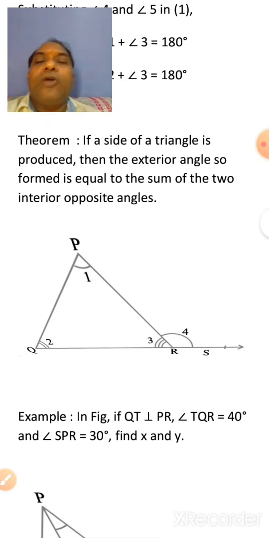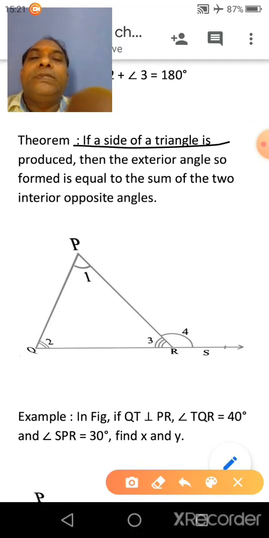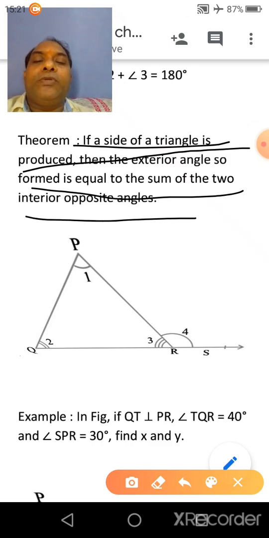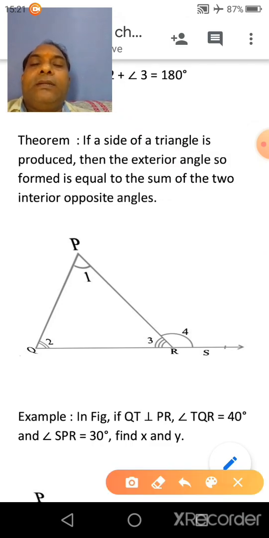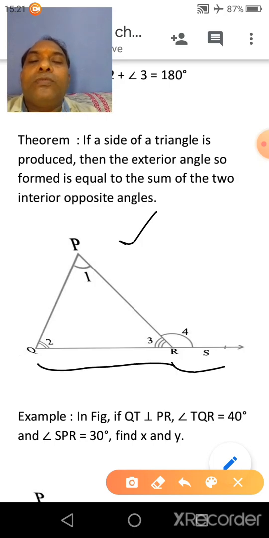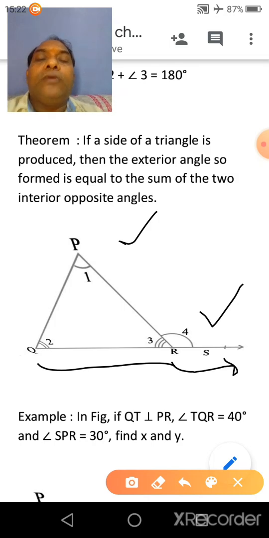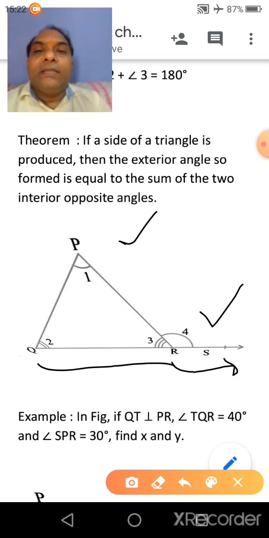If a side of a triangle is produced, then exterior angle so formed is equal to the sum of the two interior opposite angles. So according to this theorem, let triangle PQR and its side QR is produced to RS. Clear? Its side QR is produced from the point R to S. Clear? Then angle 4 will be exterior angle. So according to this theorem, exterior angle is equal to sum of opposite interior angles.